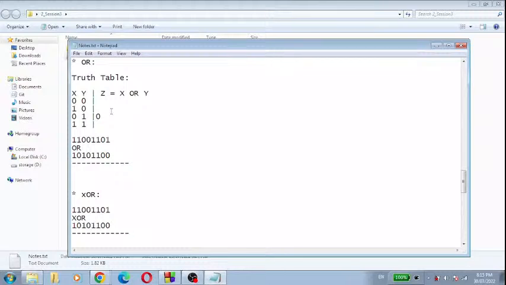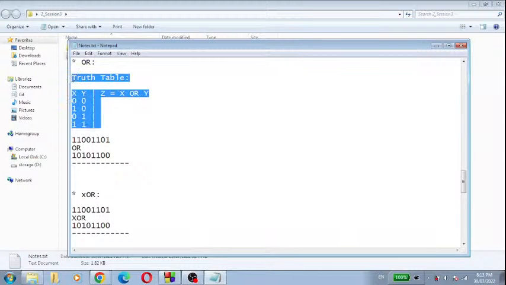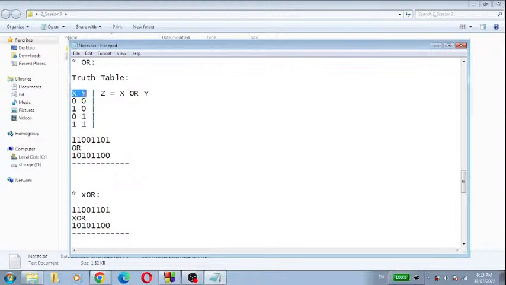Okay, let's make this operation. We have x and y for this truth table, and we need to get the result for z. Let's make it: 0 ORed with 0 is going to be 0, 1 ORed with 0 is going to be 1, 0 ORed with 1 is going to be 1, and 1 OR 1 is going to be 1. So that's it.